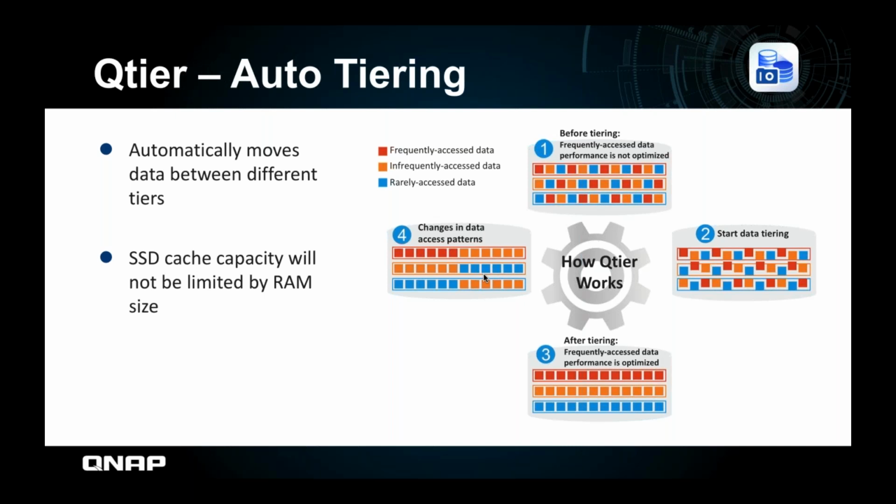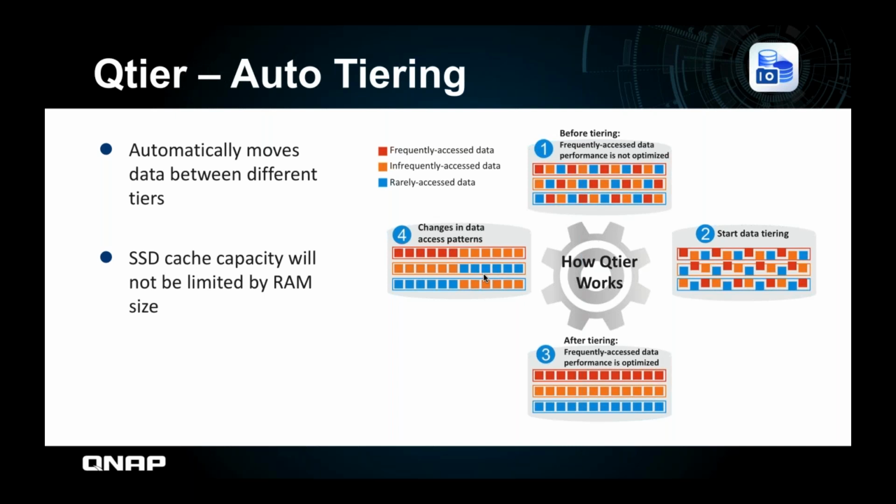We can have a SATA HDD, or you can have SAS for a mid-level tier, and then SSD for your fastest tier. And Q-tier can just look at what data is being used most often, moderately often, and least often, and just relocate data according to how often it's used. Most use will be in your fastest storage.